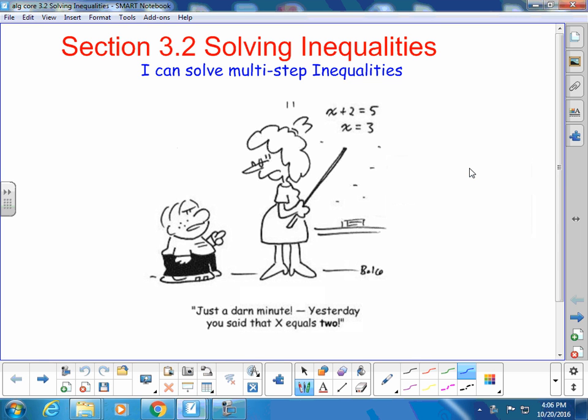Section 3.2, solving inequalities. I just put this in there as a little joke. So our goal is to solve multi-step inequalities, but I like this one, just a darn minute. Yesterday you said that x equals 2, which I think sometimes we do get frustrated because you think you got a handle on something, and then we go and switch it or make it harder.